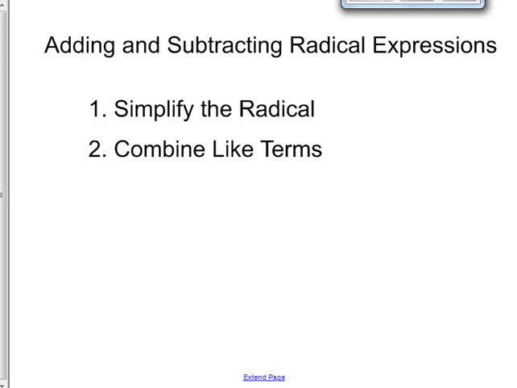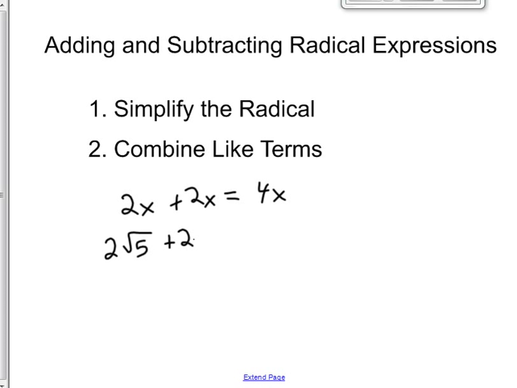When we look at adding and subtracting these radical expressions, we first have to simplify the radical, which is the work that we were doing. And then after the radicals are simplified, we can combine like terms. It kind of acts just like variables. So if I had 2x plus 2x, I would get 4x. If I had 2 square root of 5 plus 2 square root of 5, that gives me 4 square root of 5. So the radicals have to be the same in order to add them together.